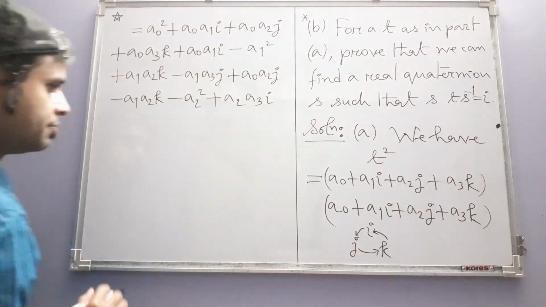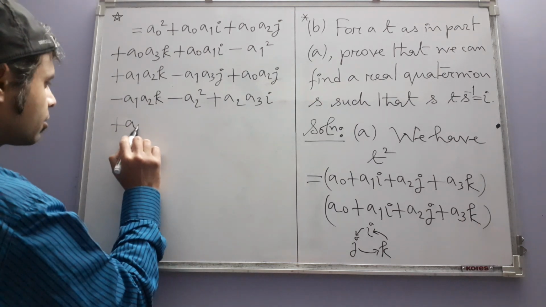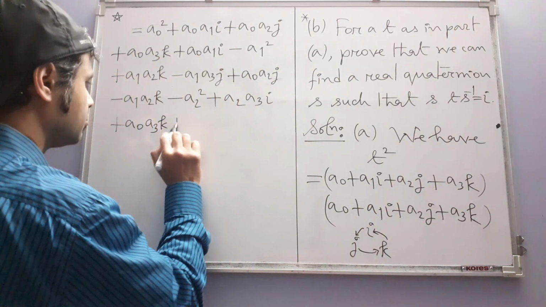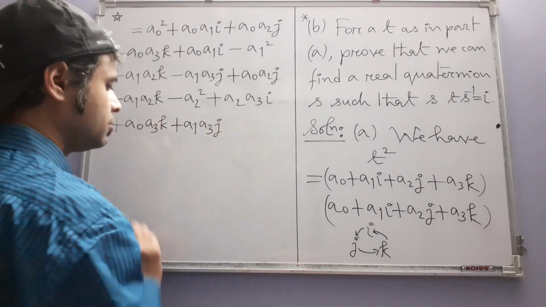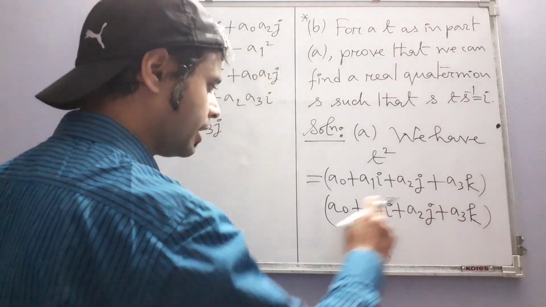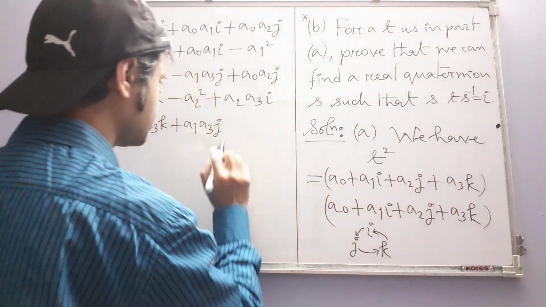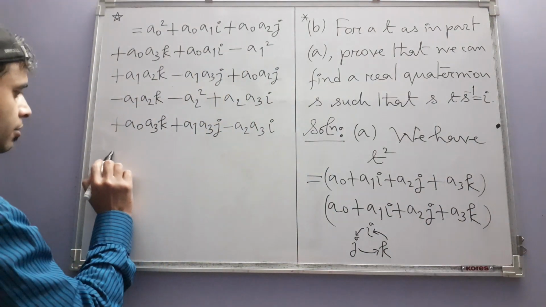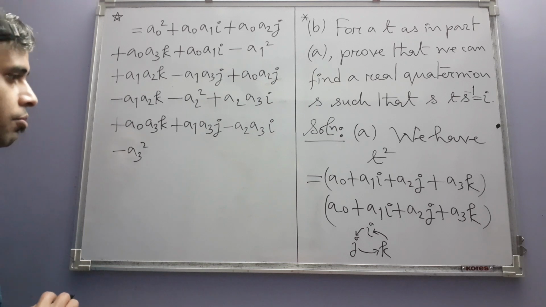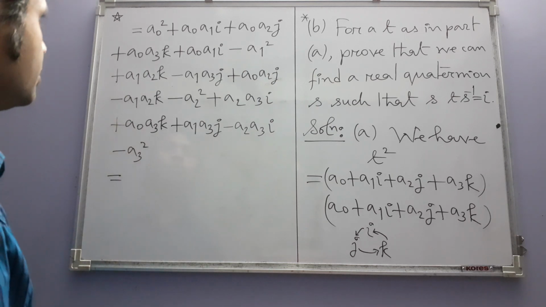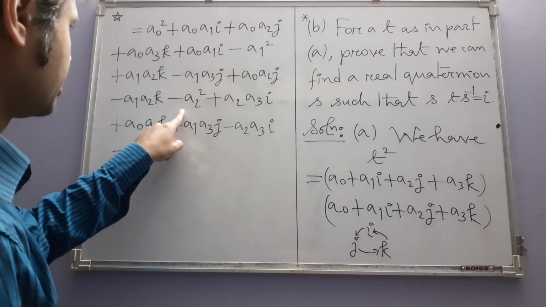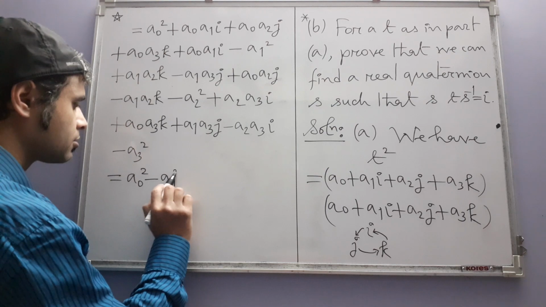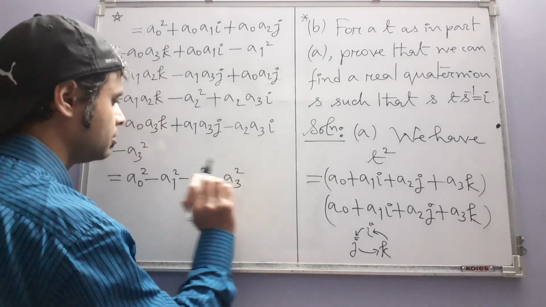Okay, then by this one, plus a naught a3 k, ki is j, plus a1 a3 j. Okay, then kj, kj is minus i, that means minus a2 a3 i, and finally minus a3 square. So what do we have? Finally we have a naught square minus a1 square minus a2 square minus a3 square. Let's just first write those things.